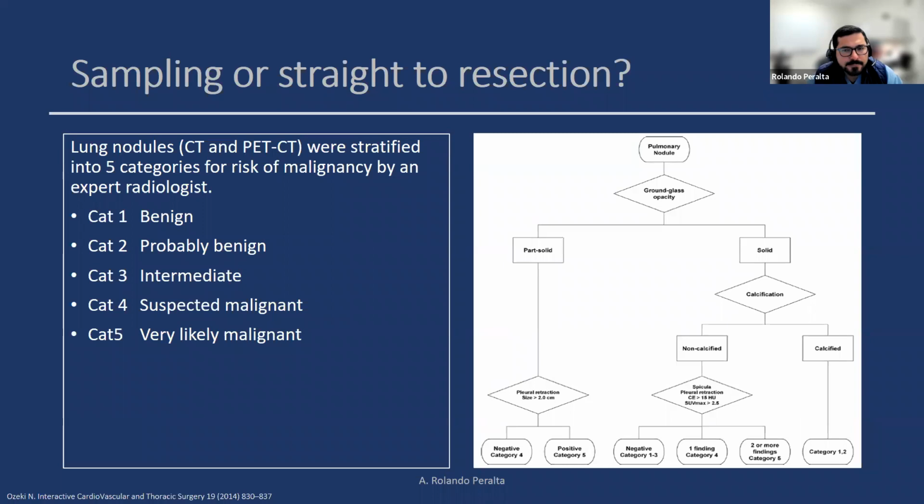All right, so now you would ask, well, if you have a patient who's moderate or high risk, do you sample them or do you go straight to resection, right? This was an interesting study using only radiologic information, all right? They stratified basically category 1 through 5 based upon how likely it is to be malignant, done by an expert radiologist. And then they figured out what happened with those patients.